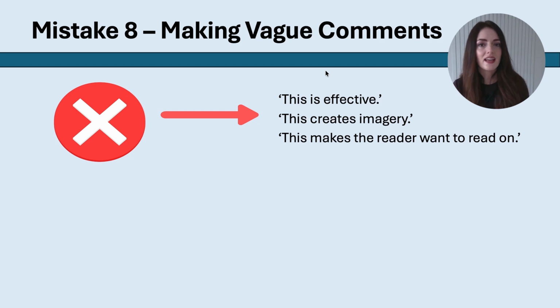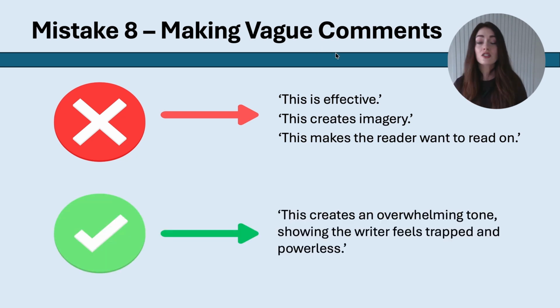They don't actually explain anything, because the examiner is thinking, as they are reading those sentences, why does it make the reader want to read on? Why is it effective? What kind of imagery is being created? You always need to push your explanation one step further. So for example, instead of saying, "This makes the reader want to read on," you would explain why. You could say something like, "This creates suspense because the writer delays revealing what happens next, making the reader curious and anxious." So keyword there, because.